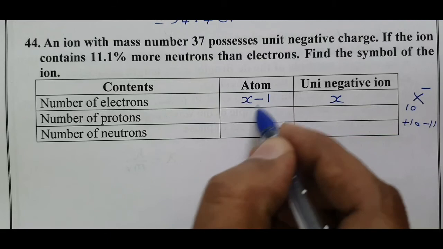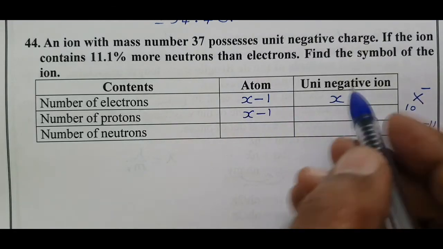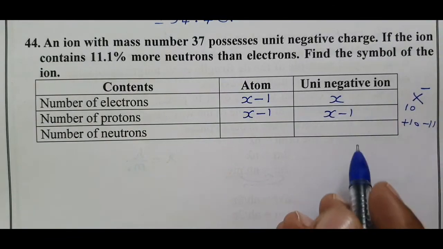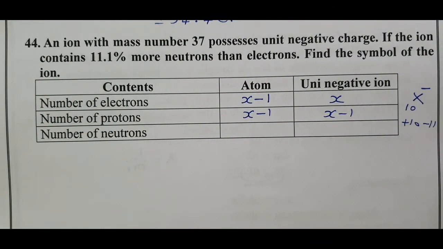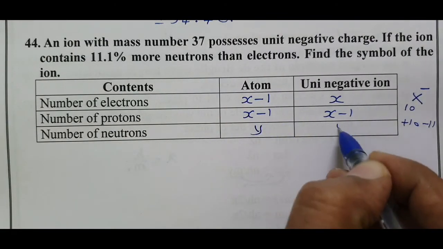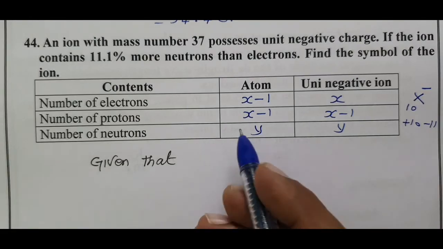Therefore, the number of electrons is always equal to the number of protons in an atom. In a uni-negative ion also, there is no change in the number of protons; the only change is in the electrons. And take the number of neutrons in the atom and the uni-negative ion as Y. So, in our problem, what is given?